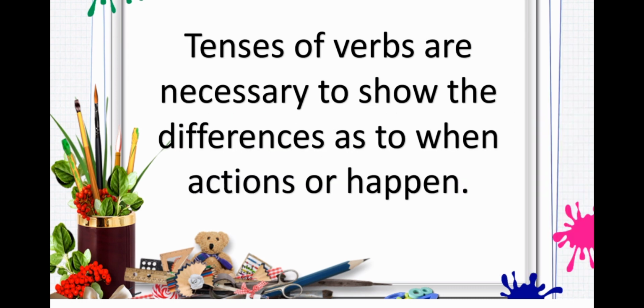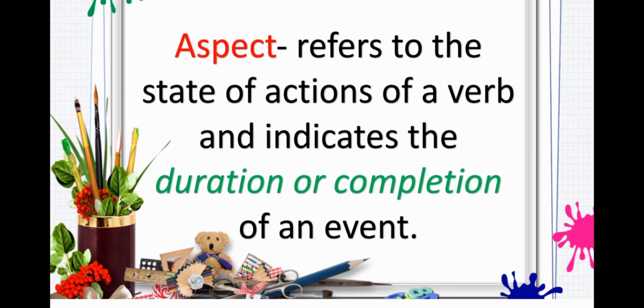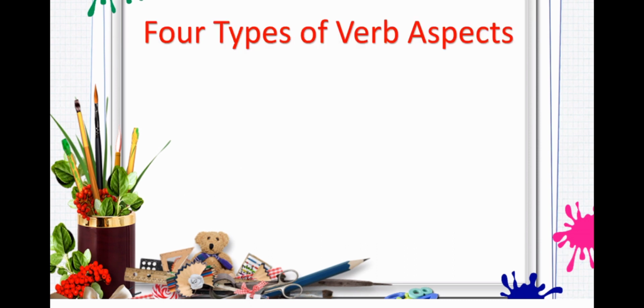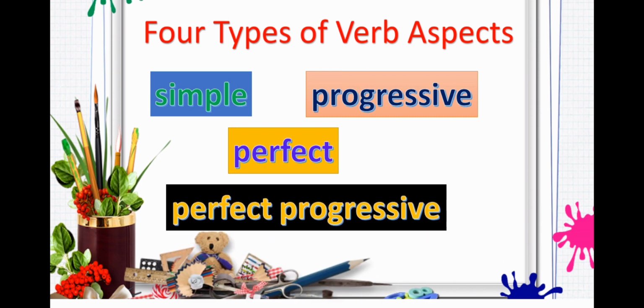Tenses of verbs are necessary to show the differences as to when actions happened. Verb is composed of tense and aspect. A verb tense or the time event indicates past, present, and future actions. Aspect refers to the state of actions of a verb and indicates the duration or completion of an event. There are 4 types of verb aspects: the simple, progressive, perfect, and the perfect progressive.